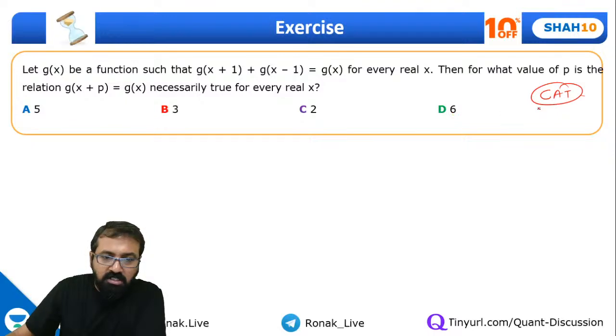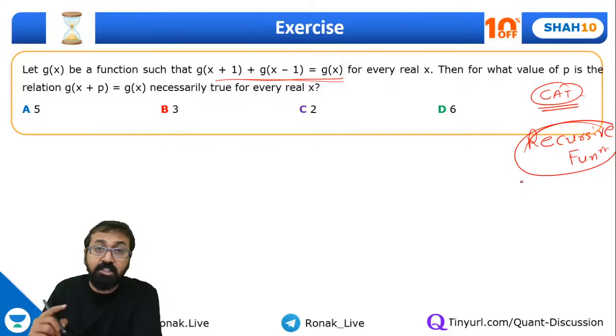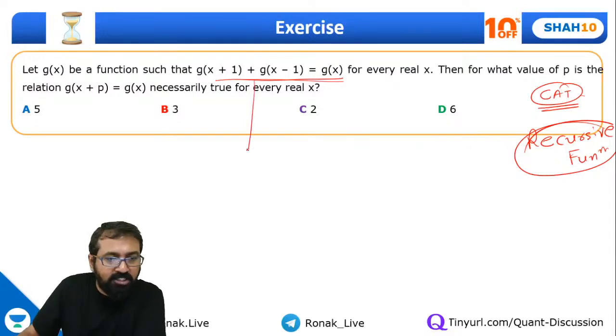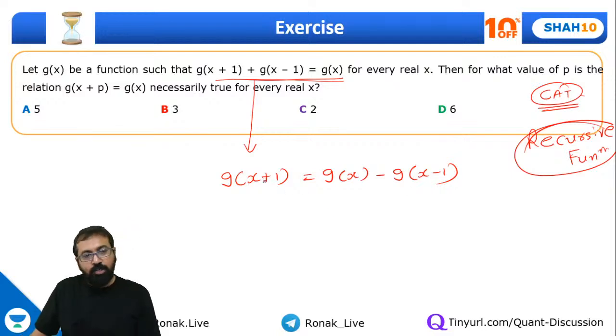Now try for this. Let me tell you, this is again a recursive function. Can you see this one? This is again going to be a recursive function, but it's a different type of recursive function. For example, this one can be written as g of x plus 1 equal to g of x minus g of x minus 1. So as you can see, this is going to be a recursive function.